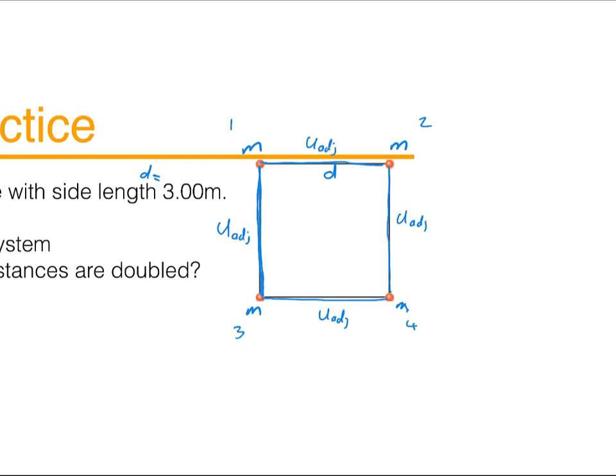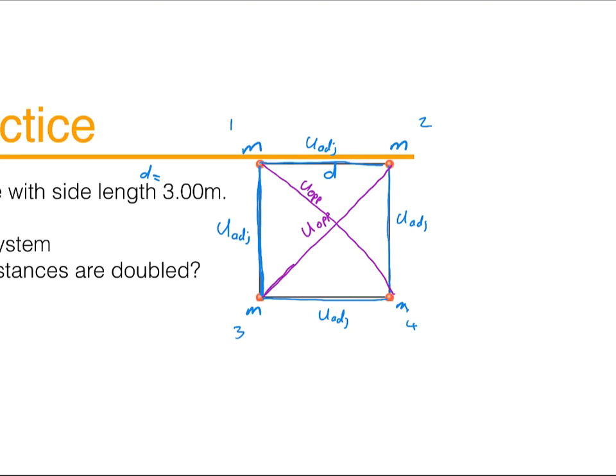But there's more, we have to look at all possible pairs. So you also have to look at the potential energy between these two here. That's the potential energy between two opposite ones, the same as the potential energy between 1 and 4. So there's also potential energy stored between these two. In total, there are 6 different possible combinations, every pair.